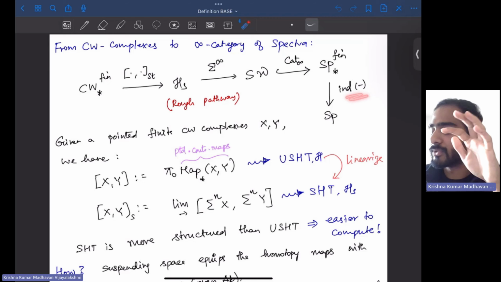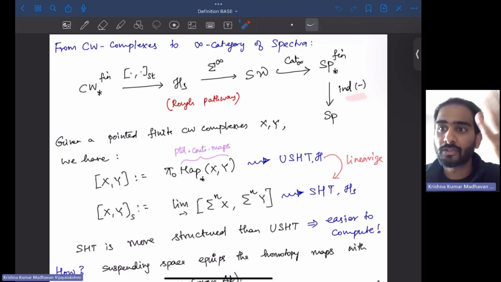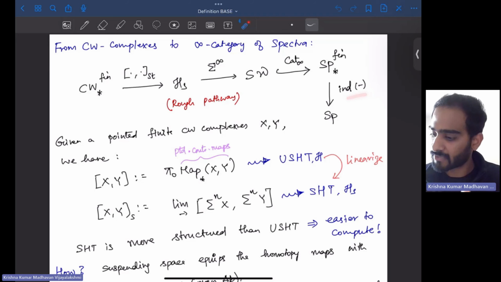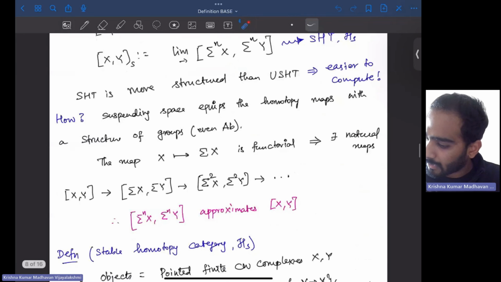So what people usually do is you take a sort of formal completion with respect to filtered colimits, and then it's called the Ind completion. So we get the final object, which is called the infinity category of spectra. All right.